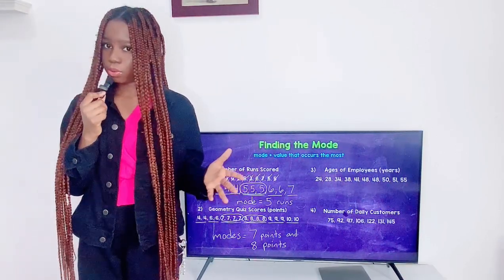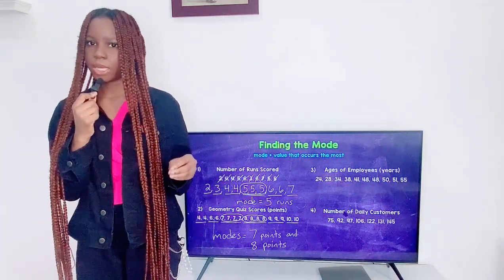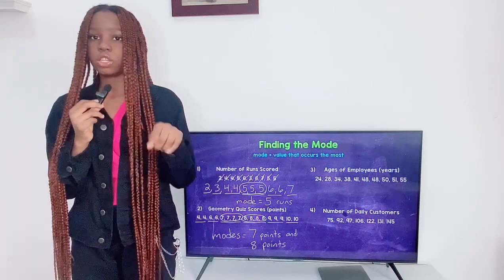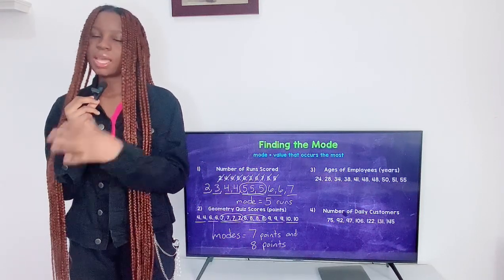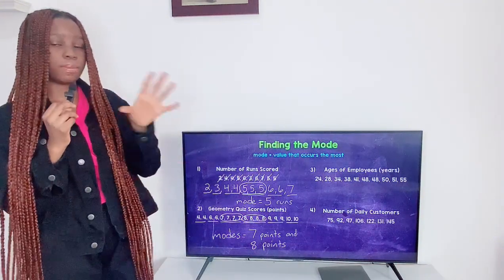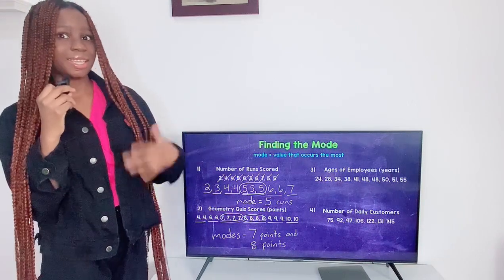You guys are probably wondering, so how do we find the mode? Well, to find the mode, you have to basically count the amount of times a number appears. How many times a particular number appears the most, that means that number is the mode. I hope that makes more sense, but let's jump into some examples to make you understand it clearer.